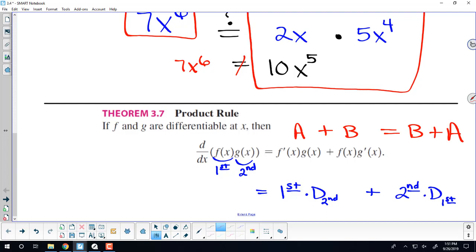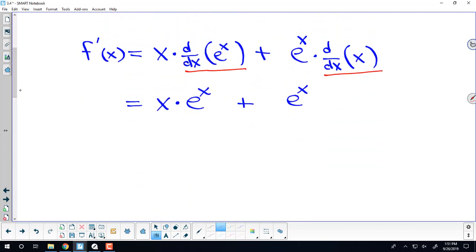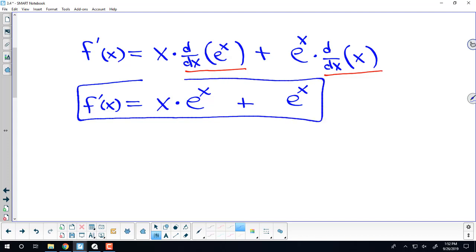Of course, if you have negative signs coming out of the derivatives or the functions, then you just want to keep them where they are. But that order doesn't matter. All right, so that's our derivative, x e to the x plus e to the x. Any questions on that?